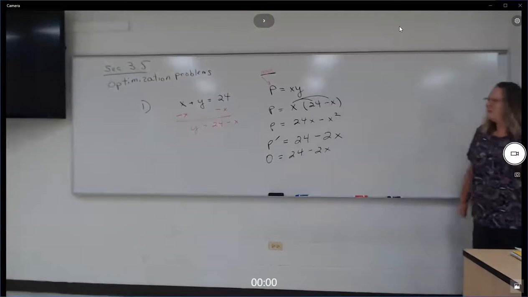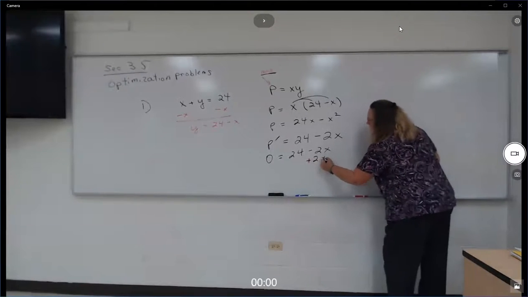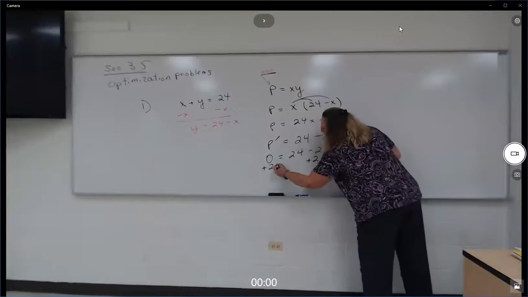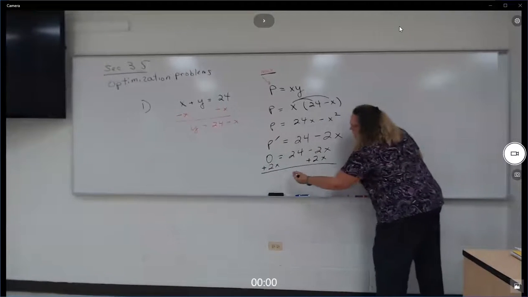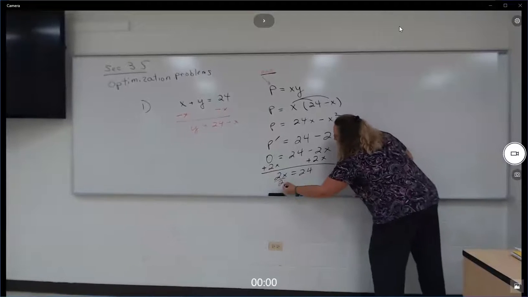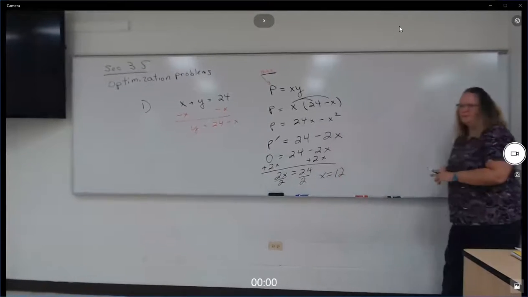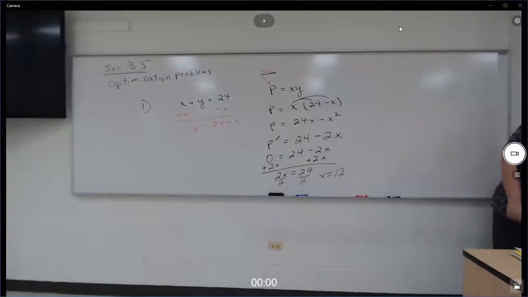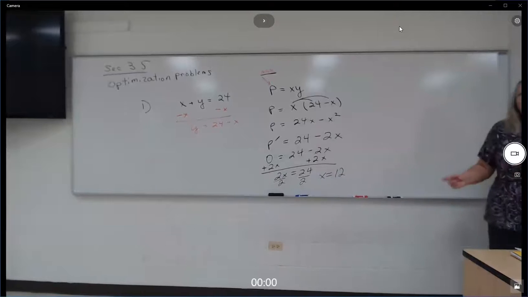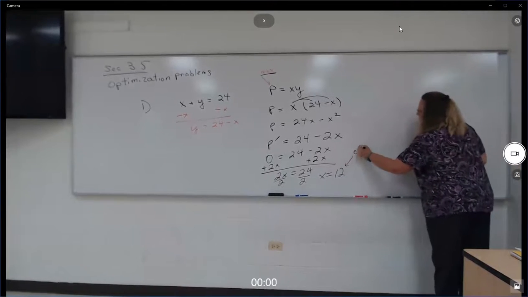Then solve for x. We add 2x, we get 2x equals 24, divide by 2, and x is 12. All right, so we only came up with one number, so hopefully that's it. And I'm okay if you just go with it, but technically we should remember that this is really a critical number.